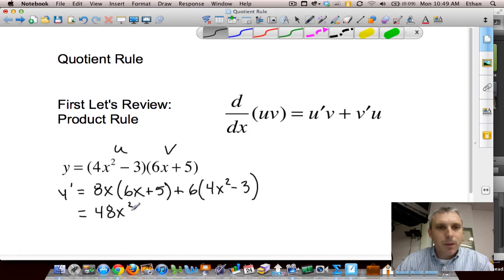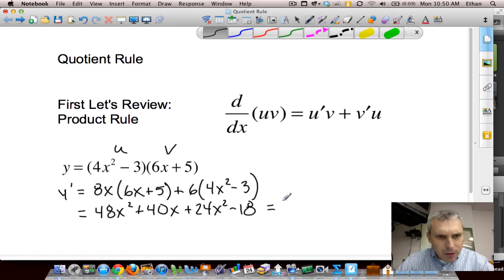Distribute, distribute, distribute, and finally we'll just combine like terms. Looks like we've got a couple 672x squared plus 40x minus 18.